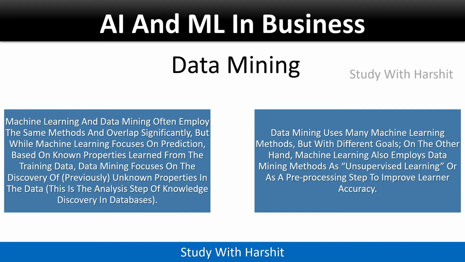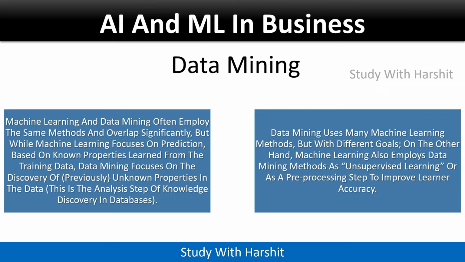Data mining. Machine learning and data mining often employ the same methods and overlap significantly, but while machine learning focuses on prediction based on known properties learned from the training data, data mining focuses on the discovery of previously unknown properties in the data. This is the analysis step of knowledge discovery in databases. Data mining uses many machine learning methods but with different goals. On the other hand, machine learning also employs data mining methods as unsupervised learning or a pre-processing step to improve learner accuracy.